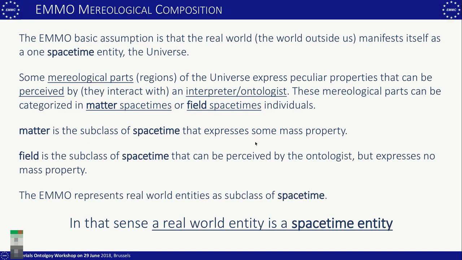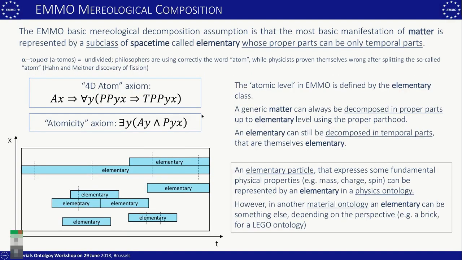Matter is a subclass of space-time that expresses some mass property. Field is a subclass of space-time that can be perceived by the ontologies but expresses no mass property. So real world entities are always subclasses of space-time. The real world entity is a space-time entity. But how can we start to categorize the material world?